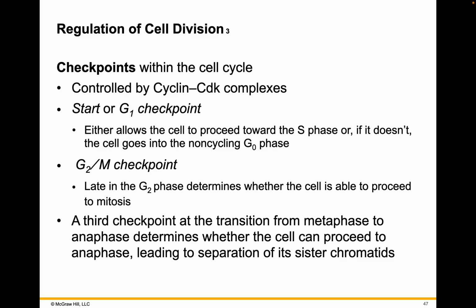We have a start or G1 checkpoint. Those cells that don't go through that G1 checkpoint, that we said we can refer to as G0, are amitotic cells, cells like nerve cells. There's a G2/M checkpoint. Late G2 determines whether the cell is able to proceed to mitosis. And there are other checkpoints, including one from metaphase to anaphase, to determine whether the cell can proceed to anaphase and separate the sister chromatids.